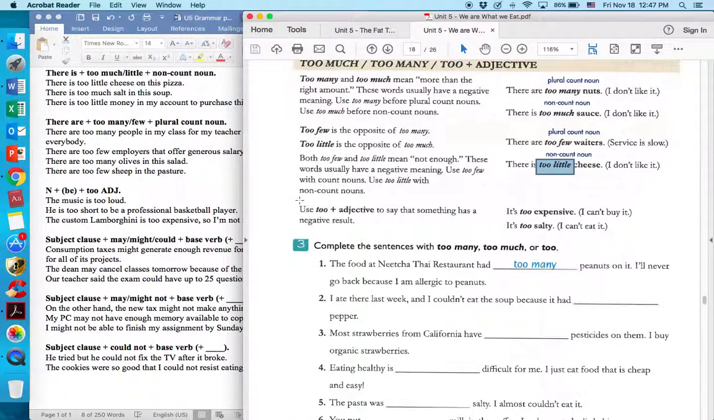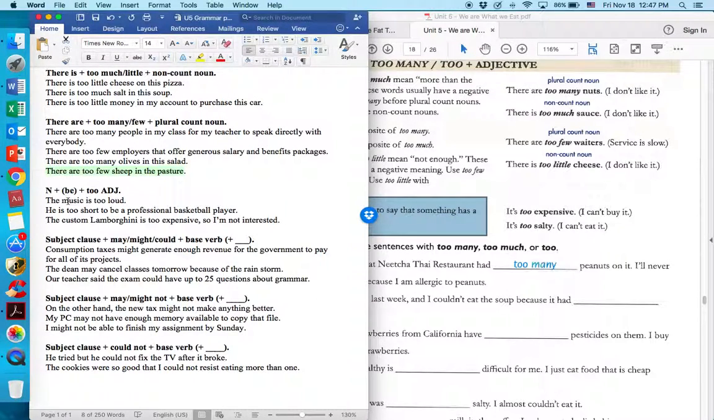Next up, we're looking at too plus an adjective to say that something has a negative result or a negative attribute, or we could describe it as being negative in some way. For example, the music is too loud. So we have a noun plus a be verb plus too and an adjective. This is not the same as the music is very loud. Very loud means yes, it's loud, but we haven't really established that it is excessive, right?